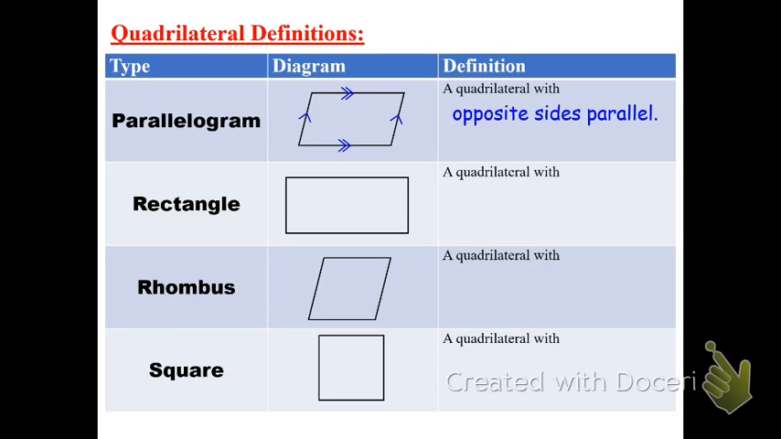The rectangle. The rectangle is a quadrilateral with 4 right angles or 4 90-degree angles. The way we're going to show that is the boxes. The boxes indicate a 90-degree angle.